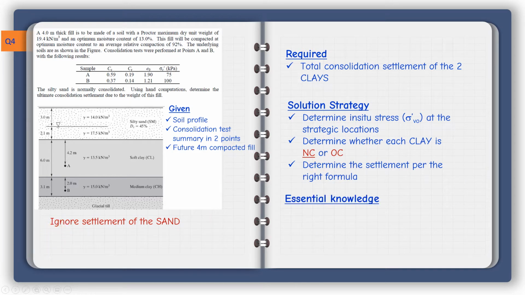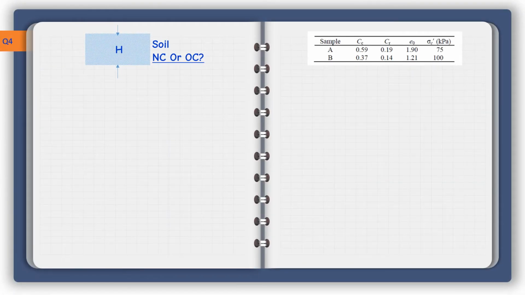Essential knowledge: we need to know how to determine the in-situ stress at any point within any soil profile. And then we need to know how to apply the settlement equations, whether the soil is normally consolidated or over-consolidated. Let me quickly review with you the situation here if we have normally consolidated or over-consolidated soil. So when I have a soil of thickness H, I need to determine whether it's normally consolidated or over-consolidated.